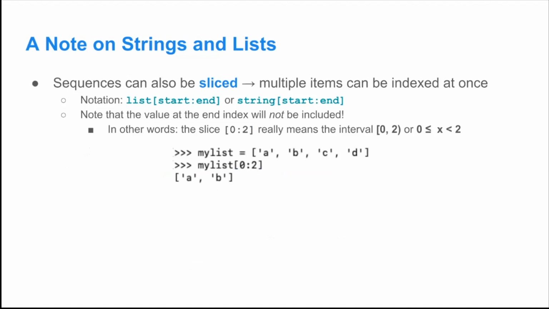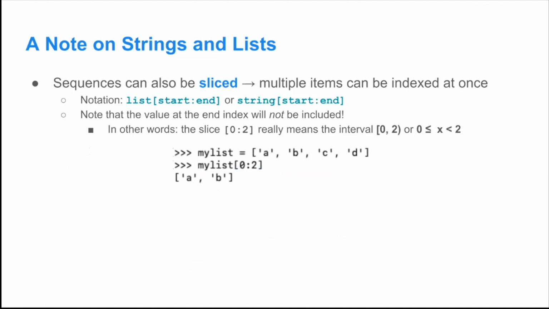Sequences can also be sliced. So you can actually index multiple items at once. And the notation is just list brackets start position colon end position, or similarly for a string, you have the start position colon end position. Note that the value at the end index is usually not included.